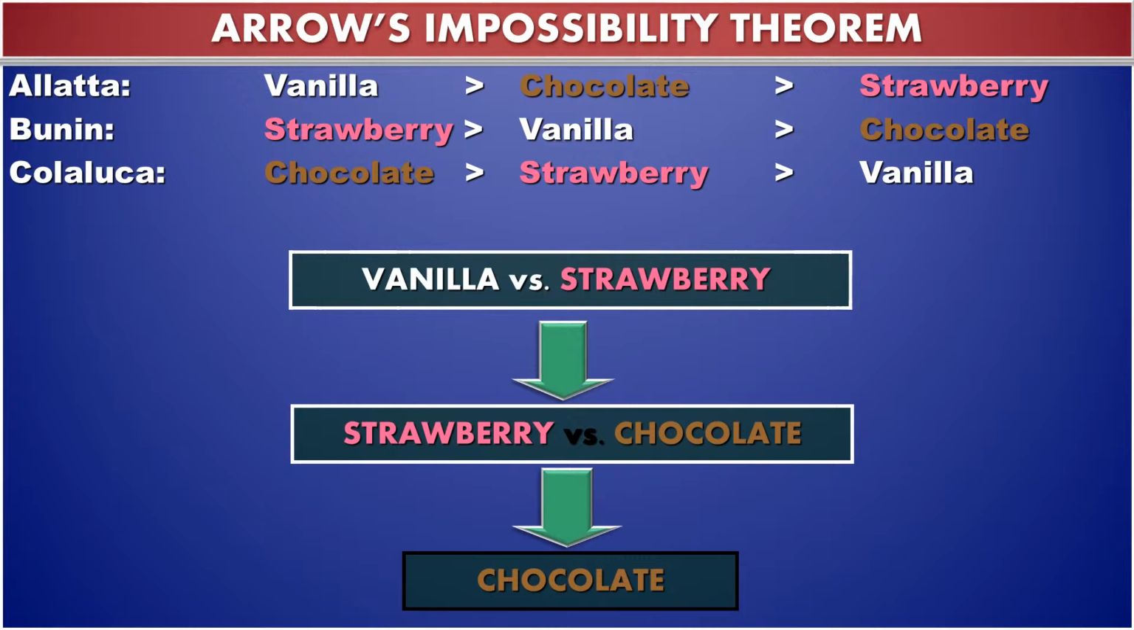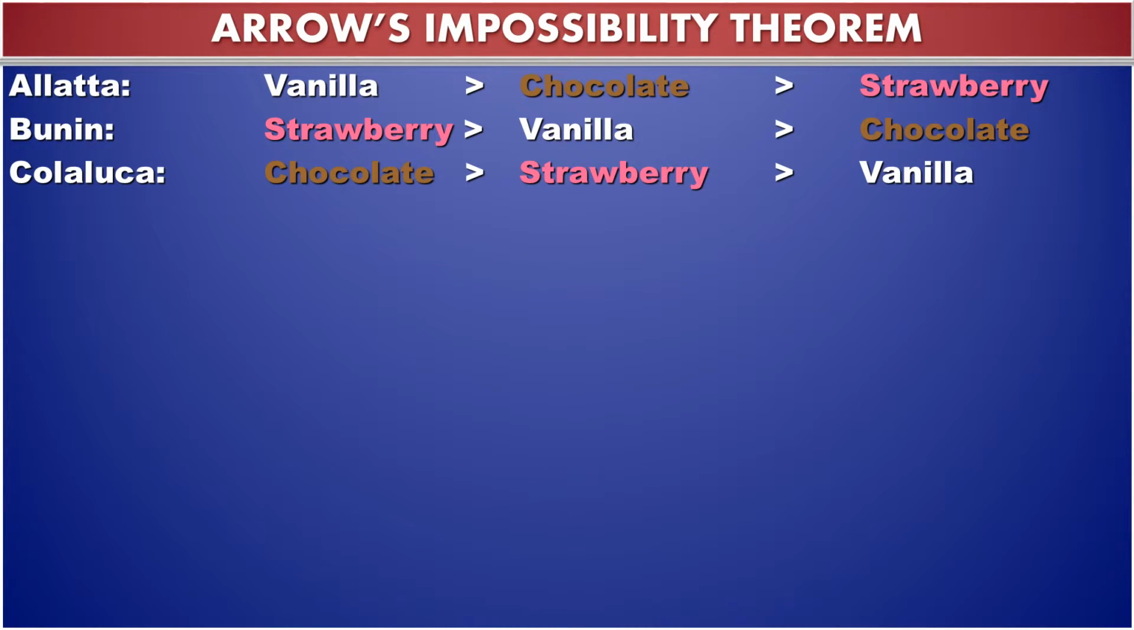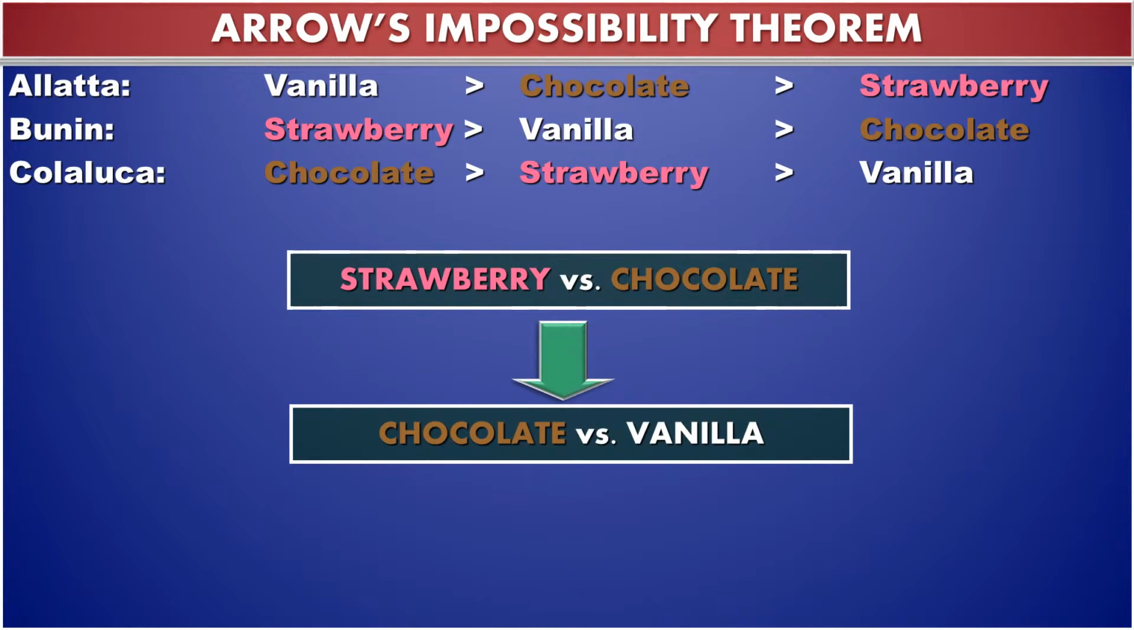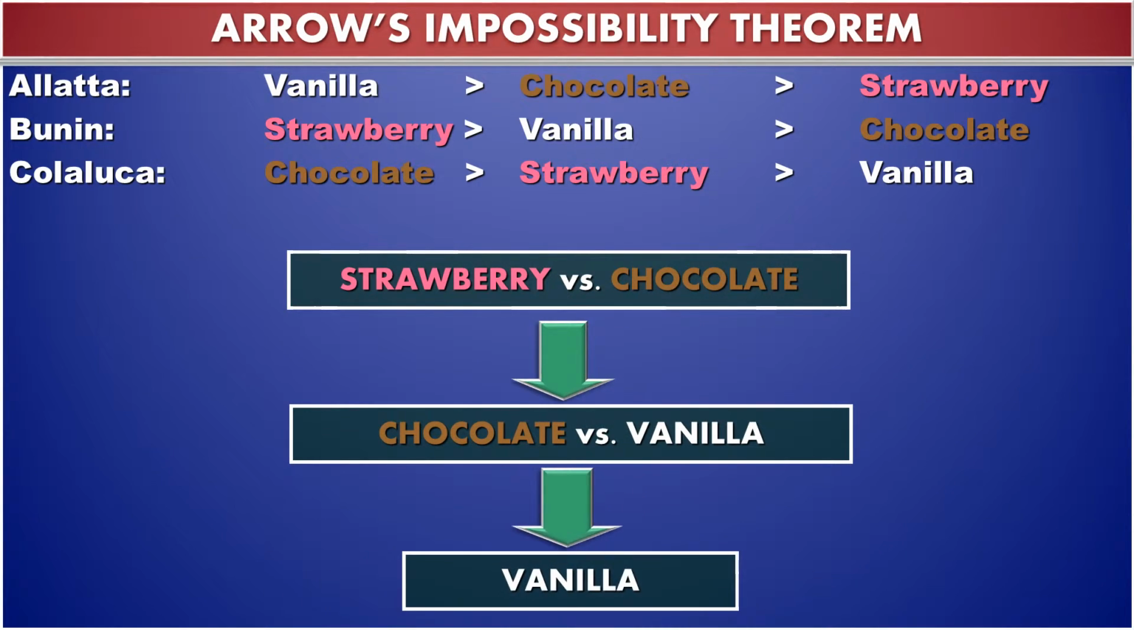And to show you this is a general case, the last one, strawberry versus chocolate, chocolate would win this, and then it would be chocolate versus vanilla. We've already done this, and vanilla would be the ultimate winner. What this shows is that democracy is incoherent or impossible when you have 3 choices. If you want to look it up, you can see the mathematical proof.